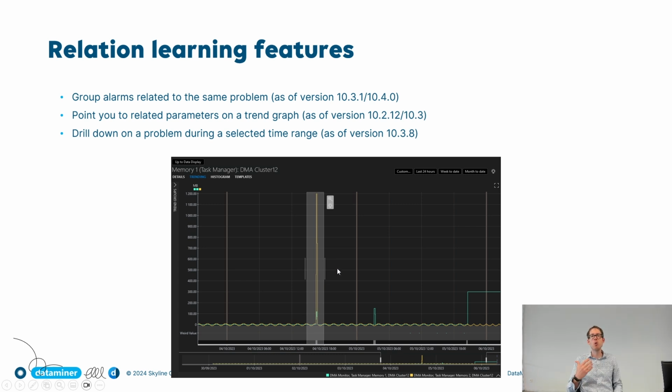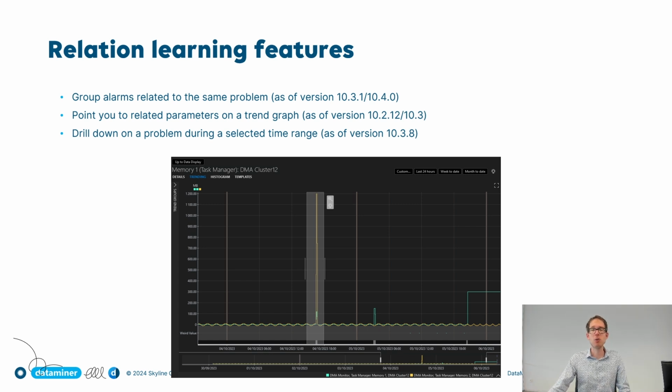Now, maybe you want to know which process is responsible for this. Well, this is now possible using time-scoped relation learning. You simply select this part of the trend graph, and again, you see a light bulb appearing. When you click that light bulb, DataMiner is going to propose to you which parameter is most likely the root cause of this spike. All right, that's time-scoped relation learning.